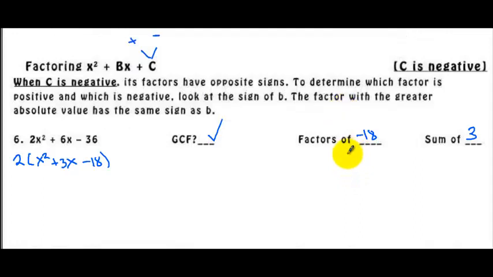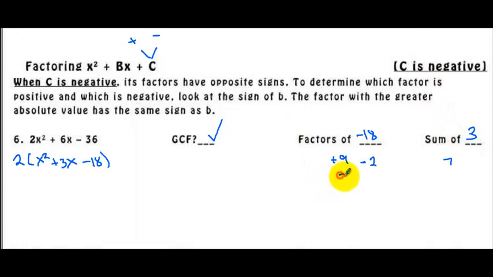so for example, what are some factors of negative 18? We can have 9 and 2. Now, the middle term is positive, the bigger number should be positive and the smaller number will be negative. So 9 times negative 2 is negative 18. But when you add these two together, you're going to get 7. I need a sum of 3.